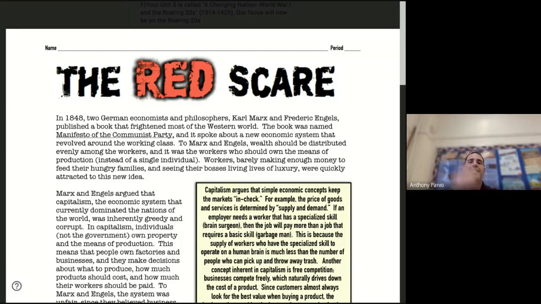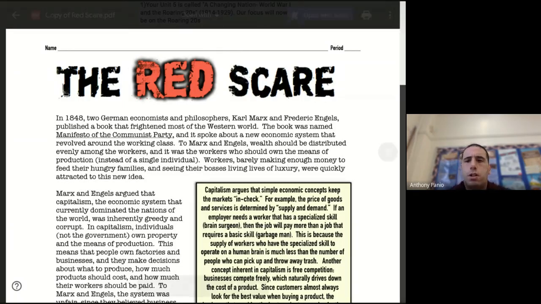Okay, so we'll go back to Amazon. The workers don't own Amazon, Jeff Bezos does. So Jeff Bezos basically gets to determine what he wants to do with Amazon. The workers don't. The workers work for him. All right. Communism kind of turns that whole thing over. Communism basically says that the workers should make all the rules.